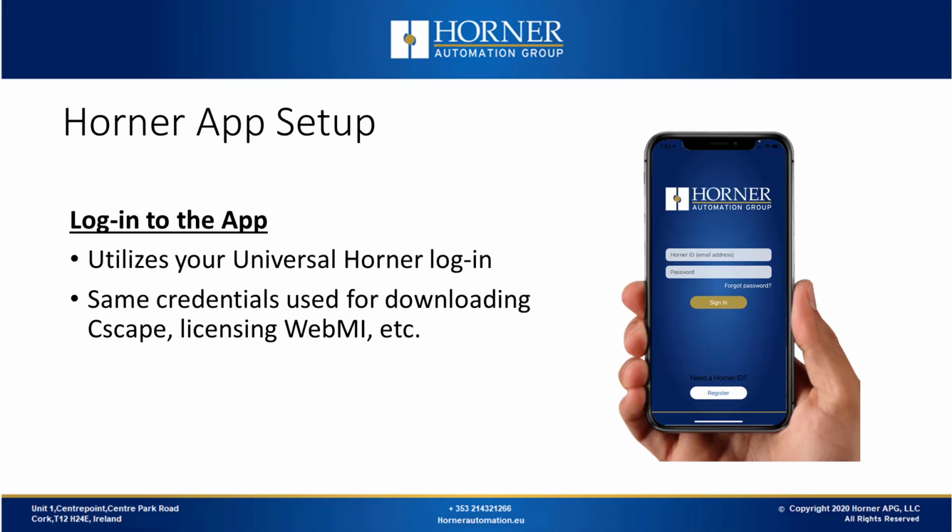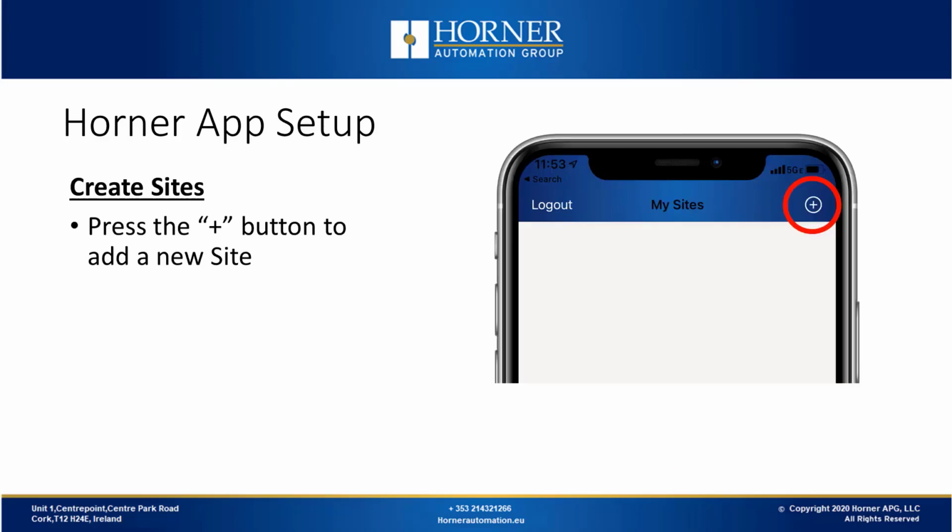Let's talk about setup for the Horner app. You start by logging into the app with your Horner Universal login. The Horner app uses the same username and password you use whenever you're downloading Cscape, licensing a controller for WebMI, etc. Once you've logged in, you're going to create a site. This site will have one or more controllers. You create a site by pressing the plus button in the upper right hand corner of your screen.